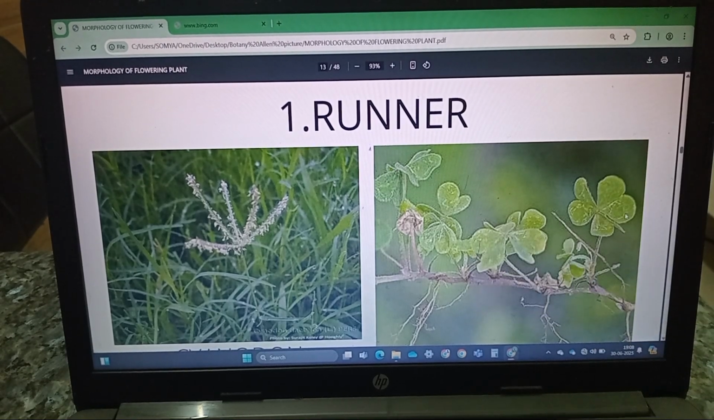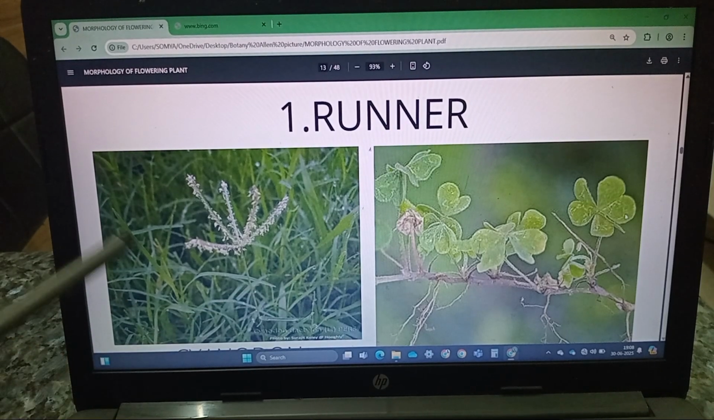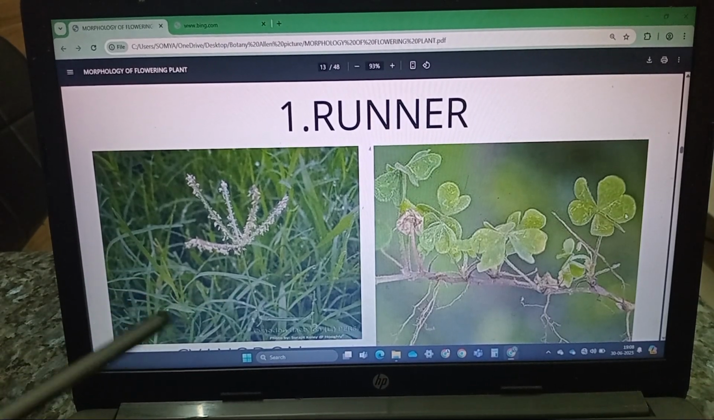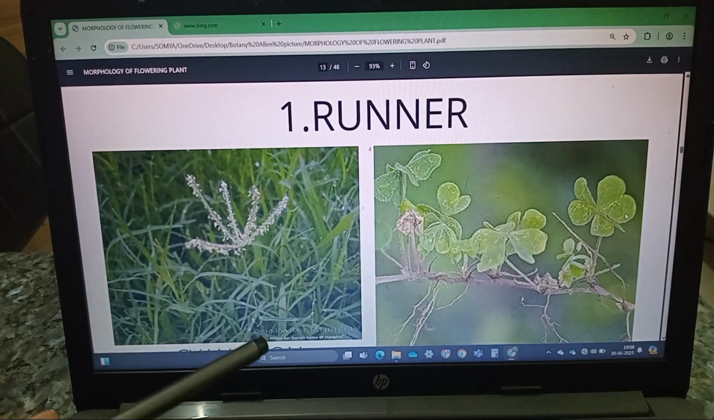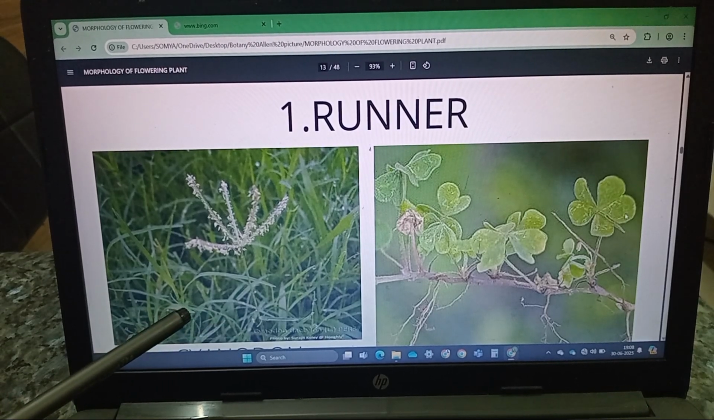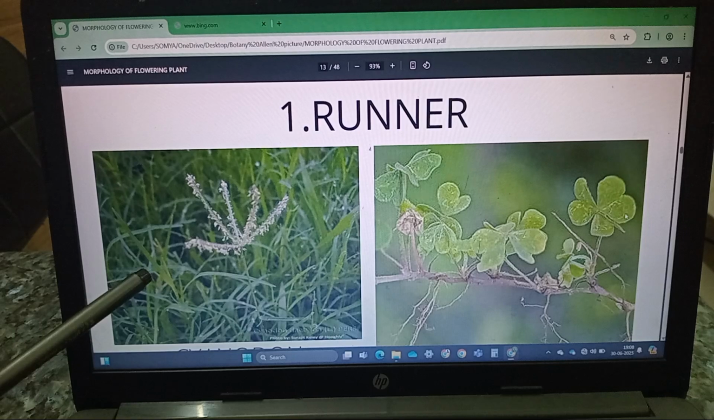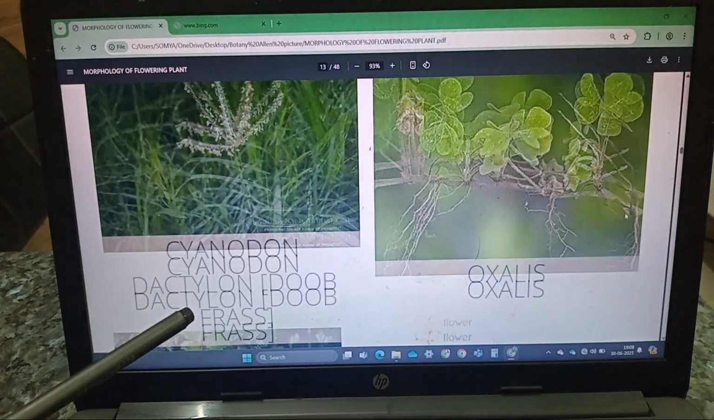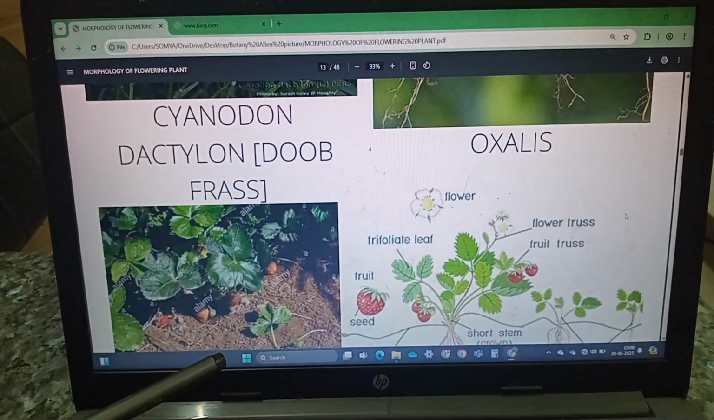This runner, when the herbivorous animal will eat away this upper green part, still the stem will be left just under the surface and will give rise to again the green leaves. So this is the runners.